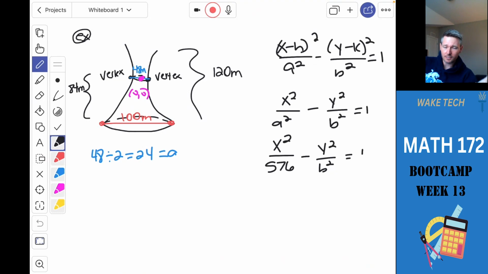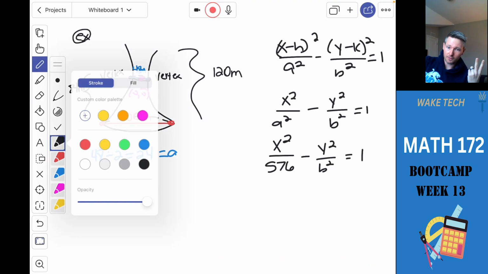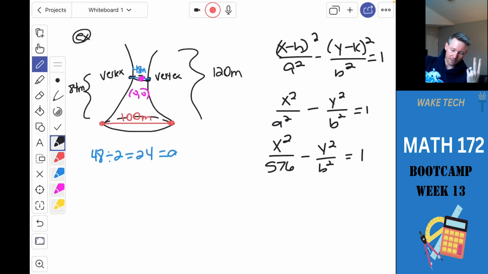To wrap up the equation, we need to figure out b. And we can't do that here because we don't have enough information to directly figure out b. We're going to have to do some other stuff. But that's why we have all of these other measurements, all these other dimensions for the hyperbola. So what we do need is an additional point on the graph of the hyperbola. There's only two other points we can find, and those are the two red ones down here at the bottom.